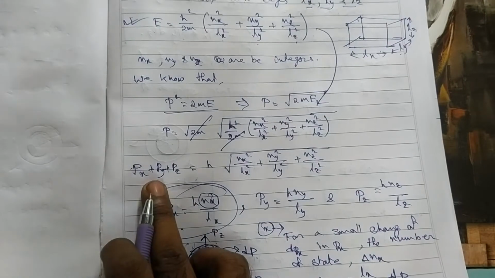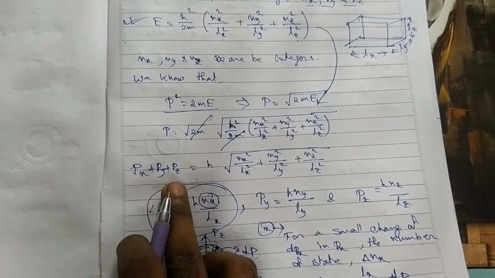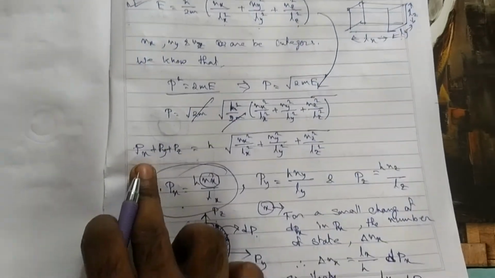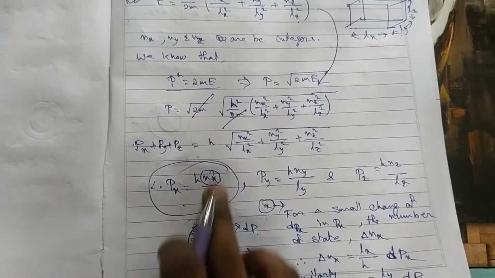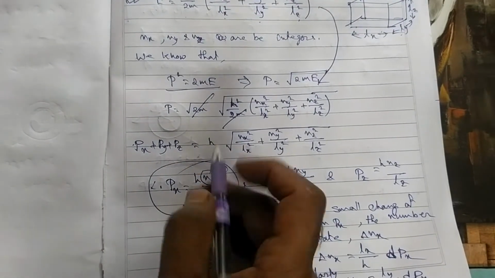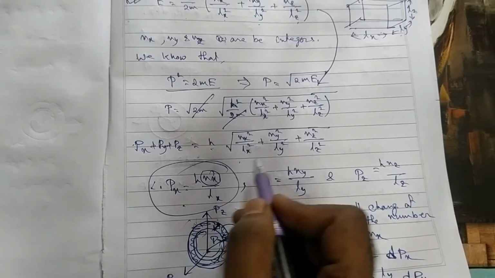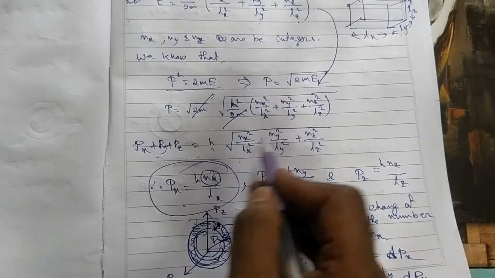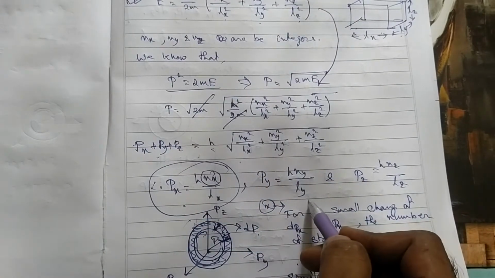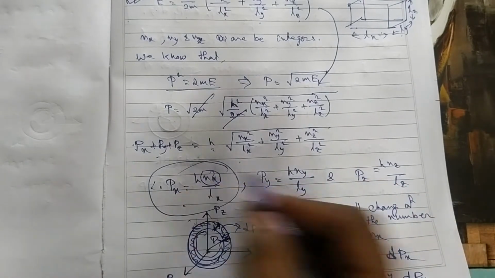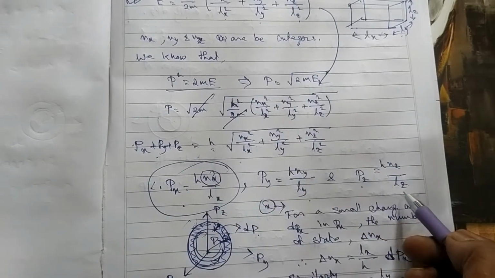Obviously, if you separate each component of the momentum, px, py, pz, they are written as px equal to h nx by Lx, py equal to h ny by Ly, and the z component pz equal to h into nz by Lz.